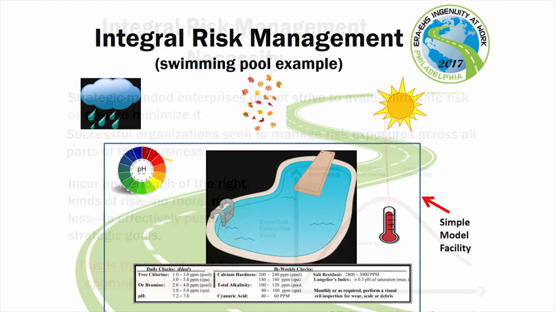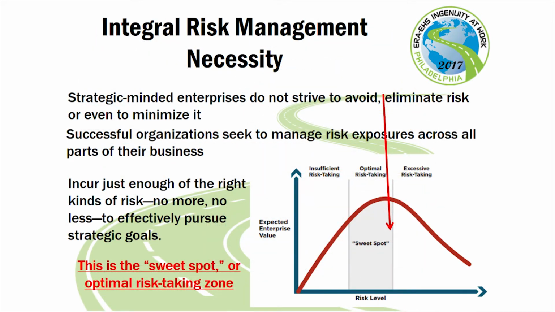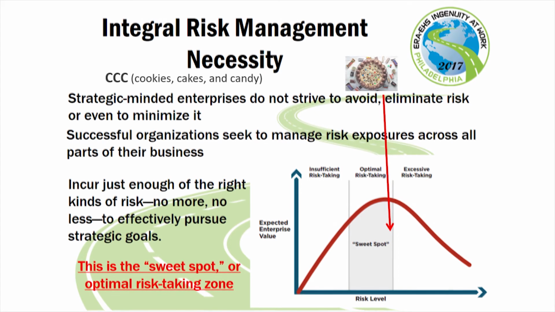So when I talked to Dr. Hassan going through his material, he brought up something he called the integral risk management necessity. Talking to him a bit about this, he kept referring to this graph you see here, expected enterprise value on one axis versus risk level. He's trying to explain this concept to me. And I said, you know, Hassan, I think we have something we call CCC, referring to cookies, cake, and candy. And what it's called is the sweet spot.